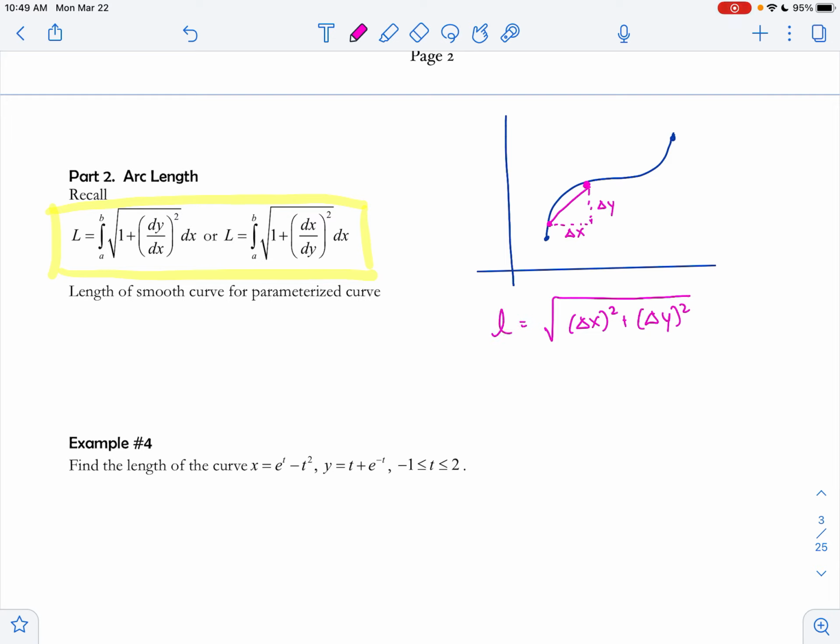Now, when we proved the formulas that you see highlighted, what we did was divide each one of these terms by either change of x squared or change of y squared. And then we integrated to sum up the infinite number of little segments. For parametric equations, we're going to have a third equation, this time in terms of t. So rather than dividing by change of x squared or change of y squared, we're going to divide by change of t squared.